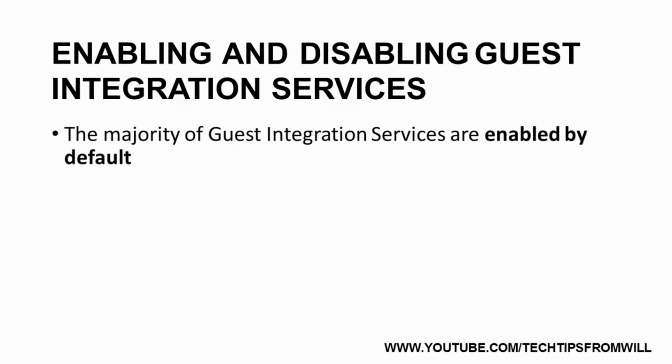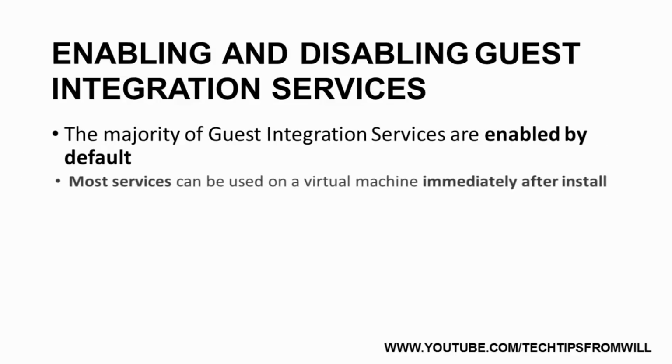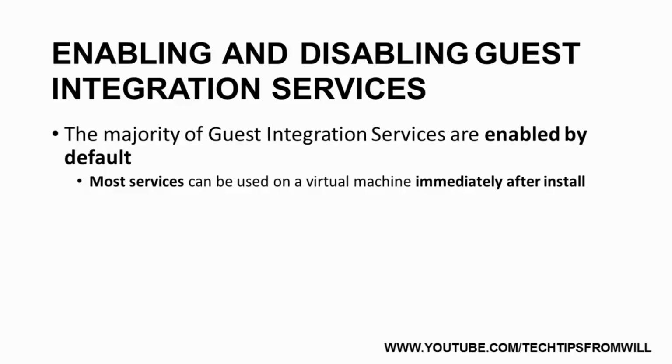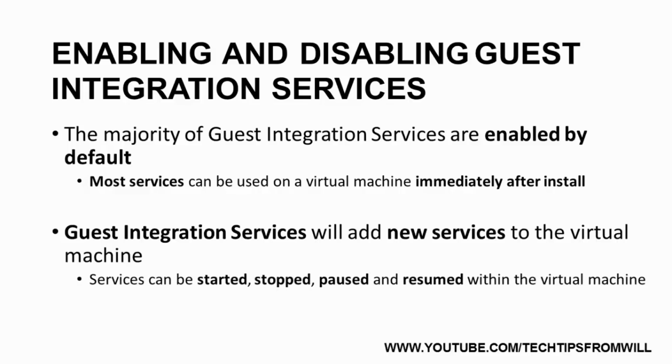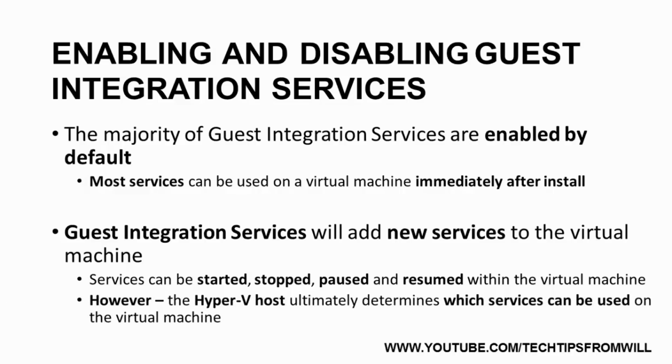The majority of Guest Integration Services are enabled by default. That is, after you have installed the services onto a virtual machine, you are able to use most of them immediately. When guest integration services are installed onto a virtual machine, a set of new services are added to the guest system. Although it is possible to start, stop, pause and resume these services from within the virtual machine itself, it is ultimately the Hyper-V host that determines which of these services the virtual machines are permitted to use.